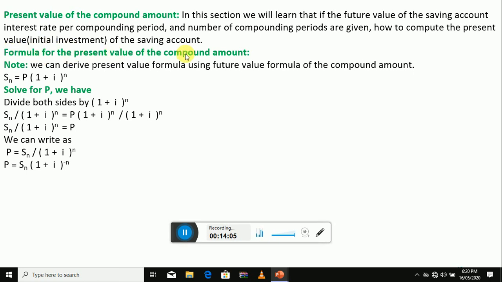Formula for the present value of the compound amount. Note, we can derive the present value formula using the future value formula of the compound amount. As we discussed, we cannot compute the present value of the compound amount without the future value of the compound amount. Similarly, we cannot develop the present value formula for the compound amount without using the future value formula of the compound amount.